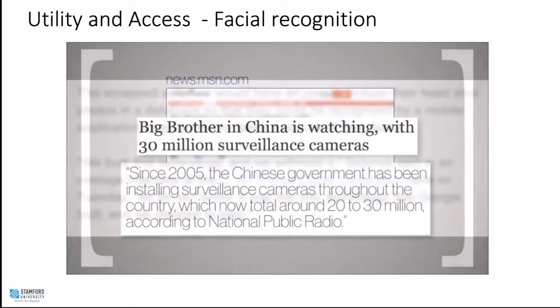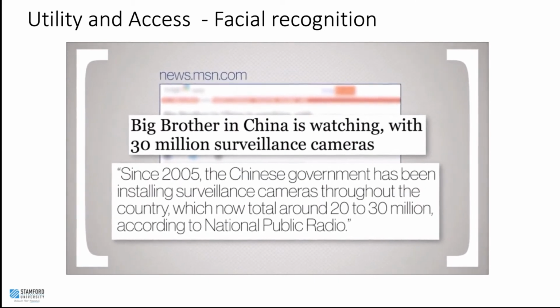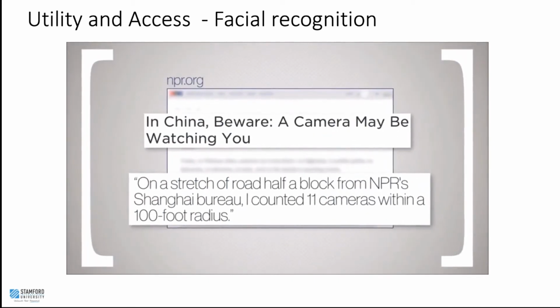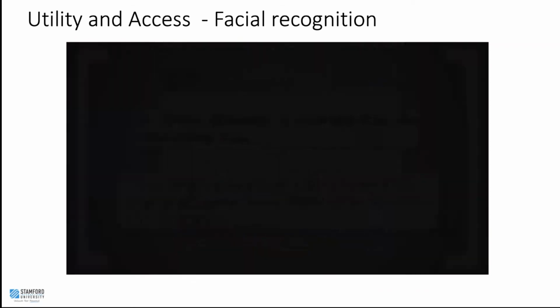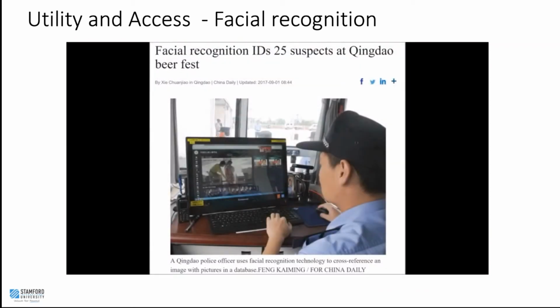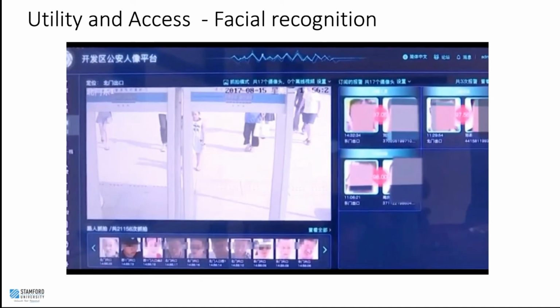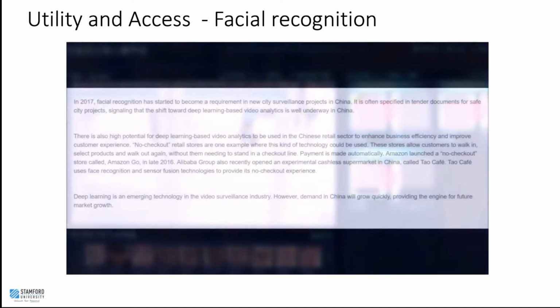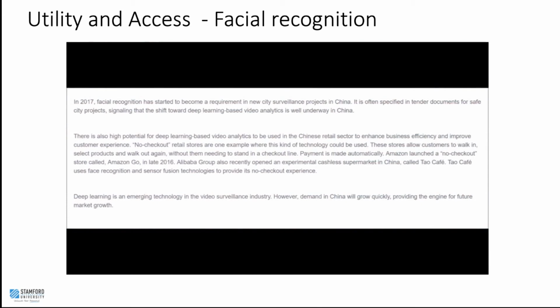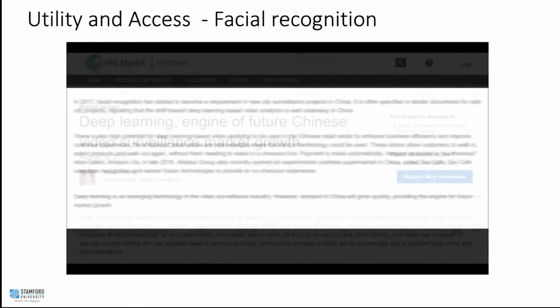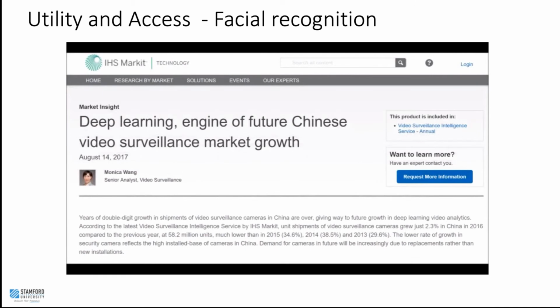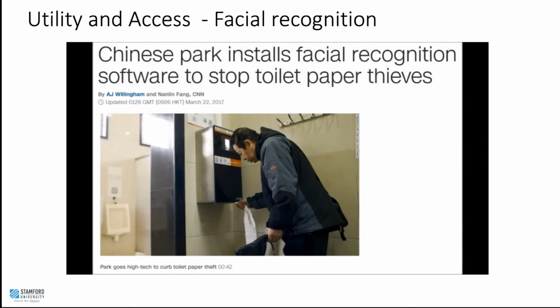Chinese authorities, meanwhile, are already combining facial recognition technology with the country's network of surveillance cameras to monitor citizens. Police are reported to have caught suspects by secretly scanning faces at events, including a recent beer festival. Facial recognition has started to become a requirement in new city surveillance projects in China, research firm IHS Markit said in a recent report. Face scanners even made it into the toilet stalls at a popular park in Beijing in order to stop people taking more than the fair share of toilet paper.